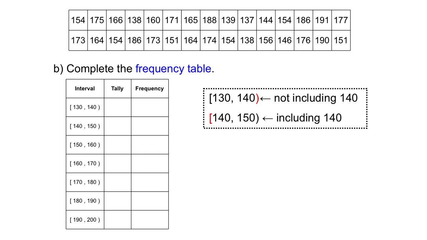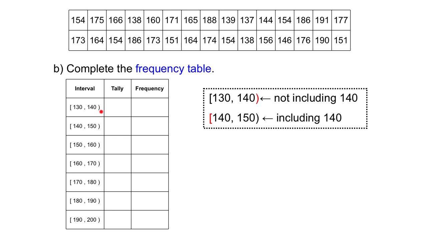So the number 135 would occur in this interval. The number 145 would occur in this interval. The number 140 would not be included in this interval. It would be included in this interval. That's just a notation thing.